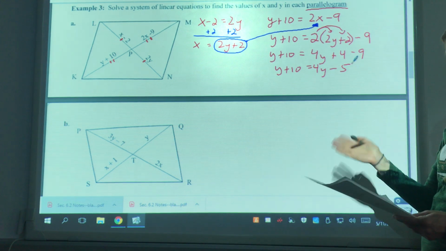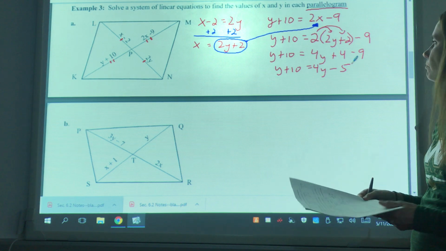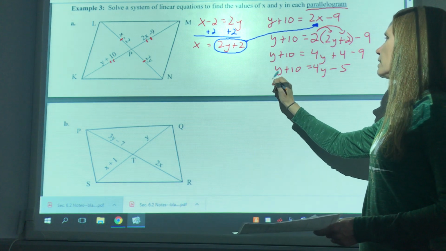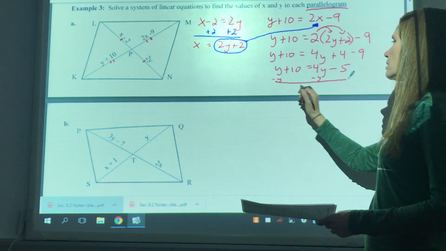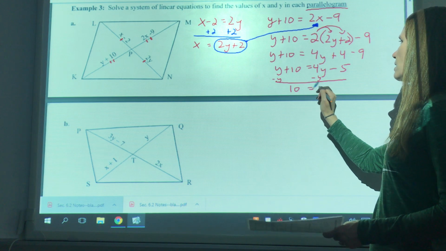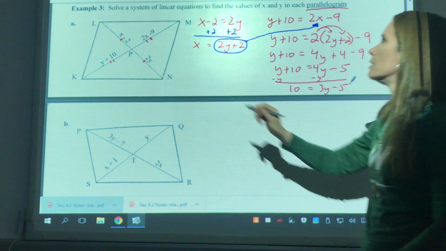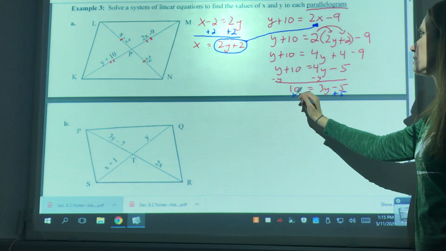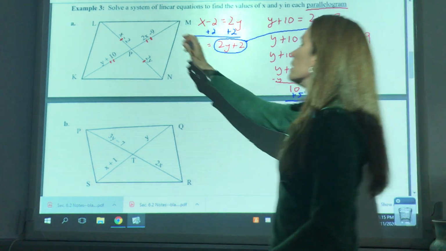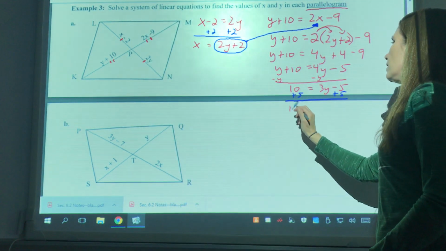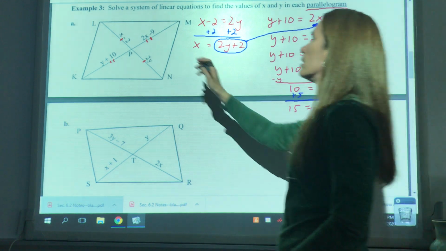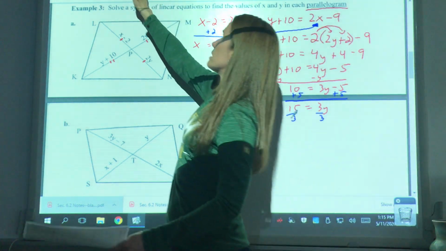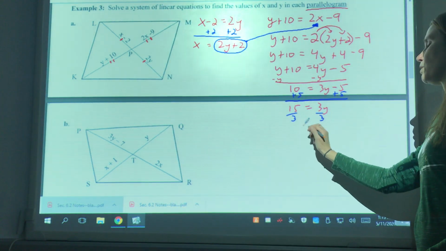And then now I'm just trying to get y's on one side, x's on the other side. So I chose to go ahead and subtract y from both sides. And I end up with 10 is equal to 3y minus 5. Then I went ahead and added 5 to both sides. And that gave me 15 is equal to 3y. And once I went ahead and solved from there, I ended up with y is equal to 5.